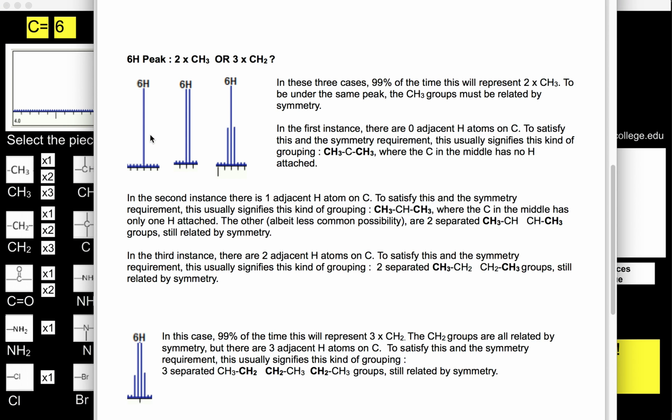And what we can usually say is that if there's one peak or two peaks or three peaks for the 6H, that generally indicates we're looking at 2 CH3s, and when there's four peaks we're generally looking at 3 CH2s. All of this is demanded by symmetry, and if you'd like you can stop the video and read about that here.